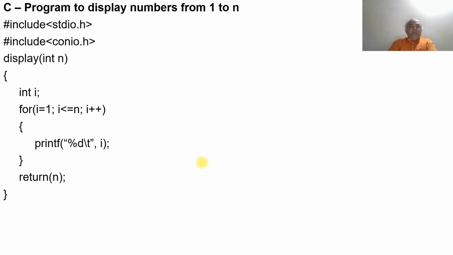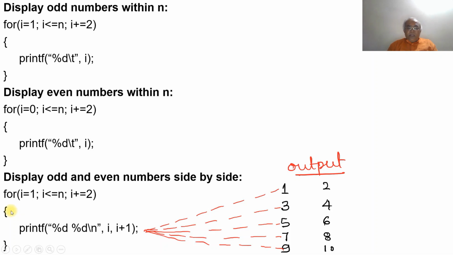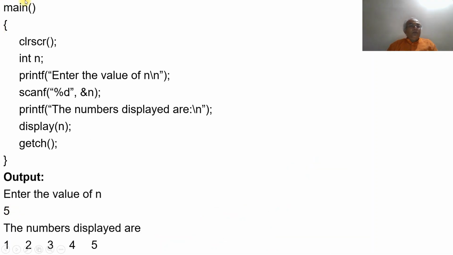So, a C program to display the numbers from 1 to n. Include stdio.h, include conio.h, display(int n). Then for (i = 1; i <= n; i++), enter the curly braces and printf("%d\t", i), then close the curly braces, then return n and close the braces. Then go to the main function, the main program.